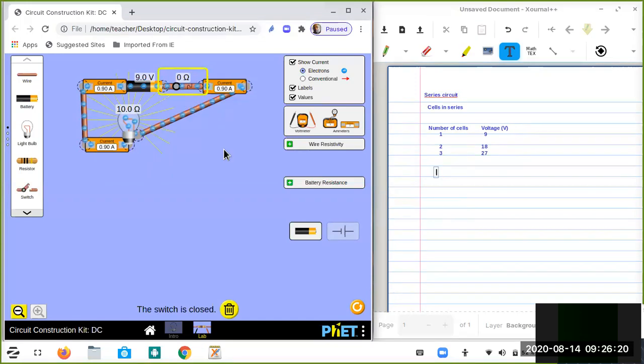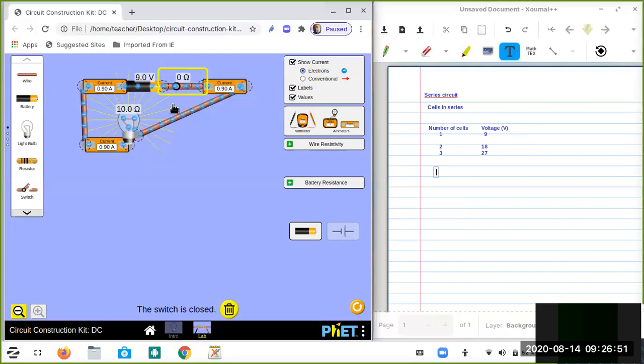It's on now. I think you can see here, the current is 0.9 amps, 0.9 amps, 0.9 amps, which simply means then that the current flowing through a series circuit is the same throughout. So the current is the same, right? In this case, it's 0.9 throughout.